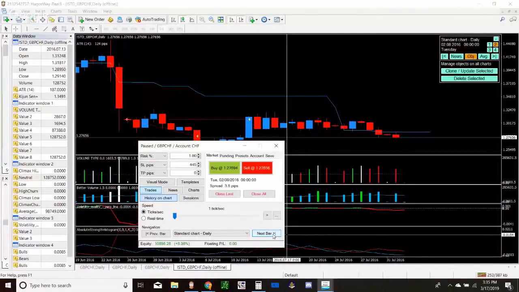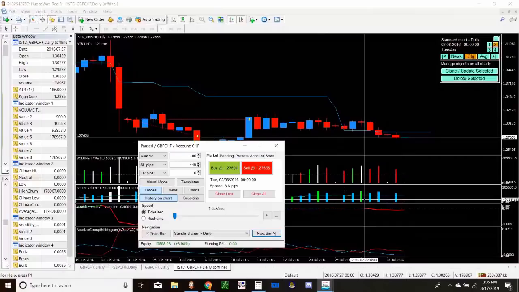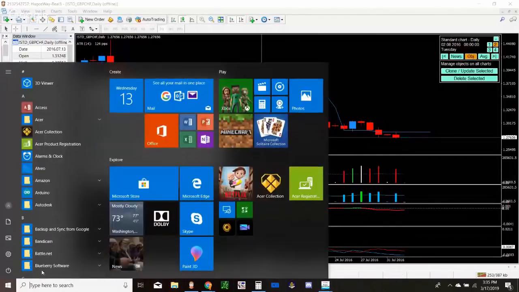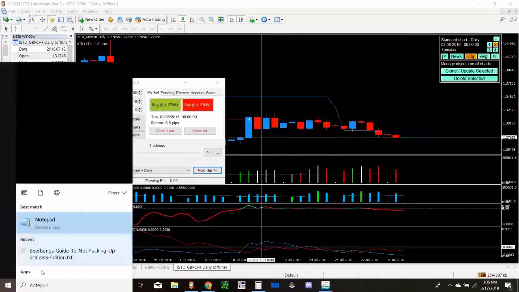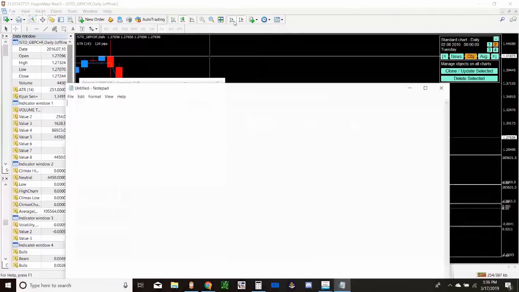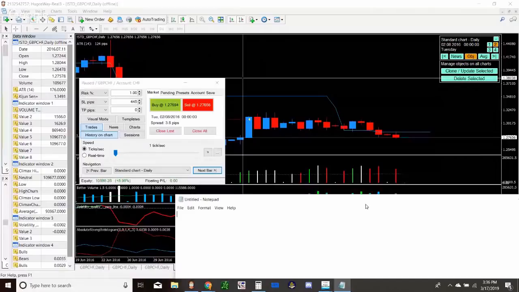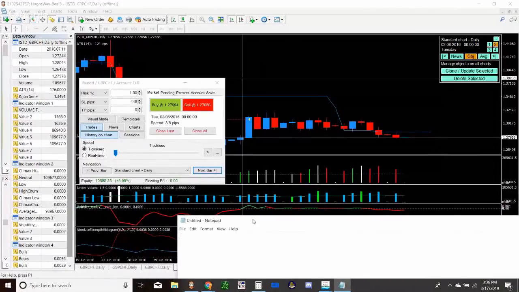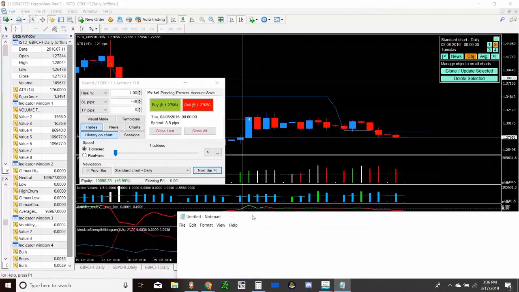So now, essentially what we'd want to do is come up with rules for this, and then write out our rules. Write them out in Notepad here. So this is what I've kind of come up with just doing this sim session.